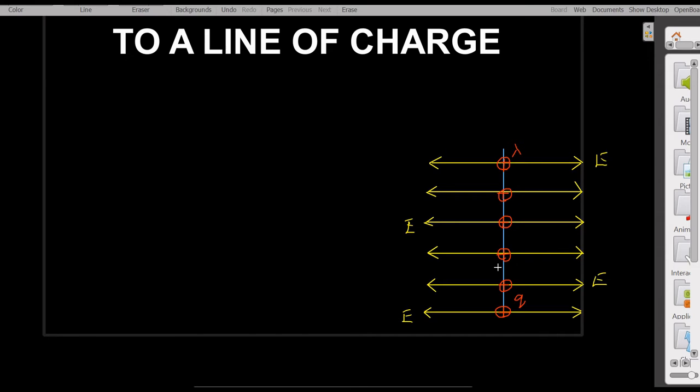Let this line of charge produce electric field capital E on a cylindrical Gaussian surface. Let this be the cylindrical Gaussian surface enclosing the charge Q. It has got a plane surface on top and bottom side.